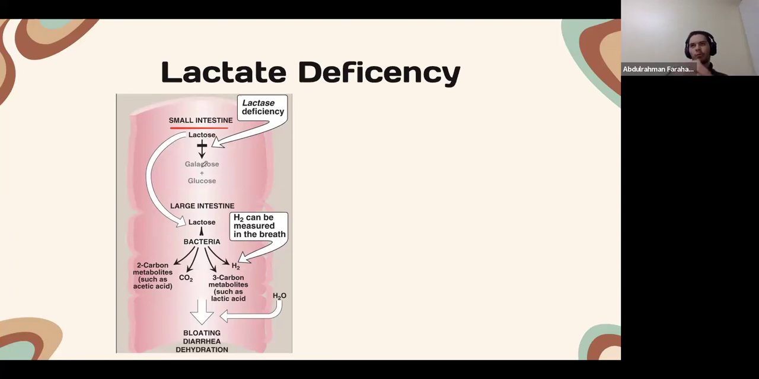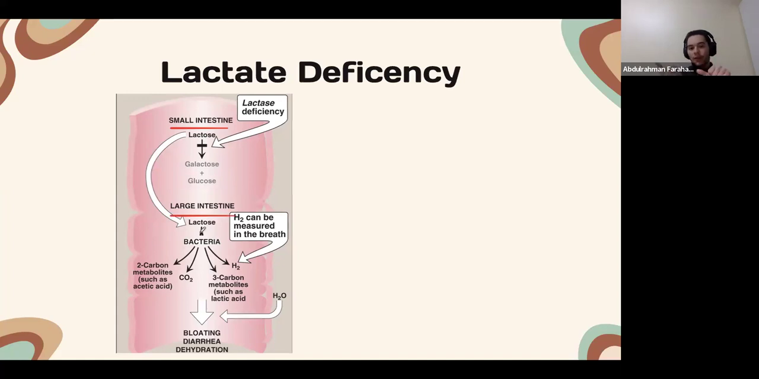And remember what we said, when you have a lot of solutes in one area, water would follow. And so this is exactly what happens. The water would follow the lactose, and you'd have the first sign, which is osmotic diarrhea. You'd always have osmotic diarrhea with people suffering from lactase deficiency. Now, that's not it. The lactose would then continue into the large intestine.